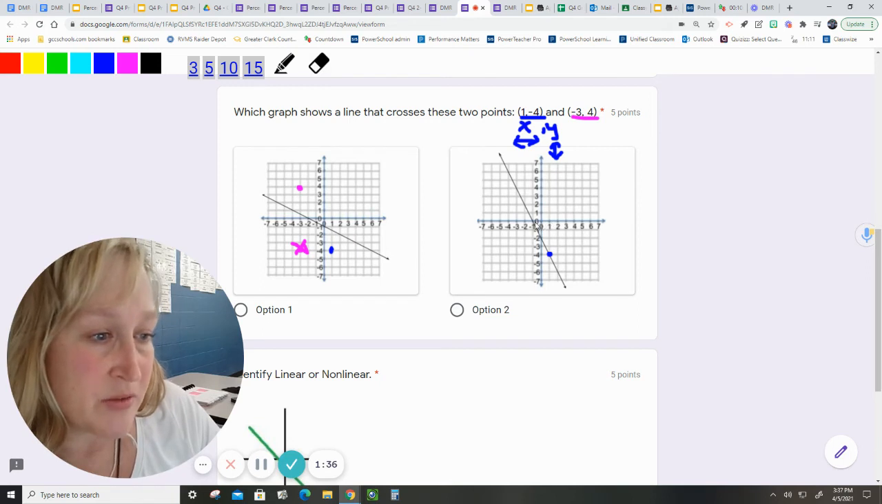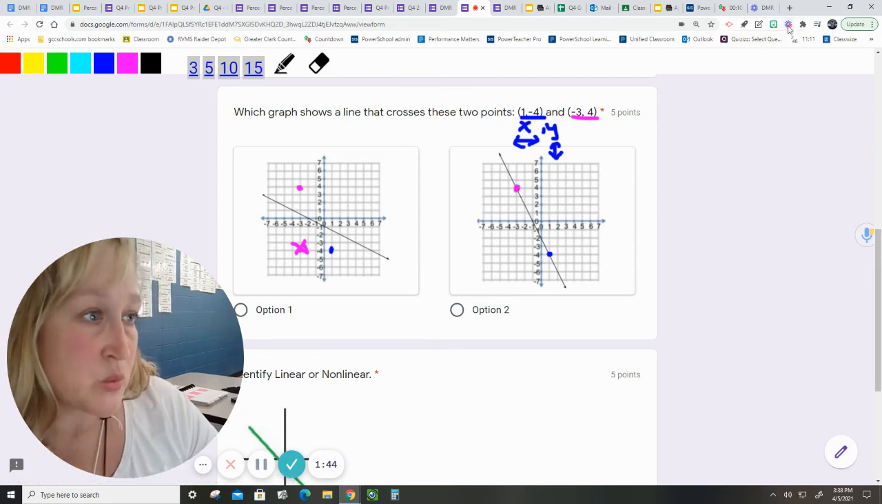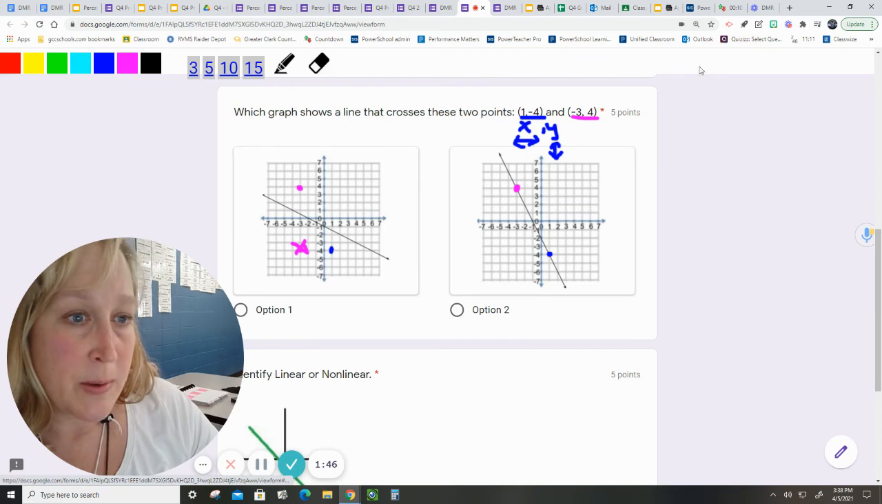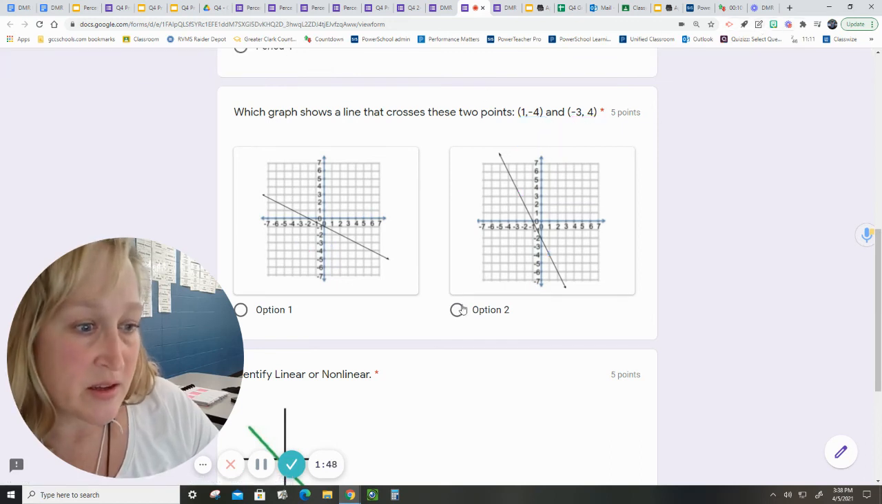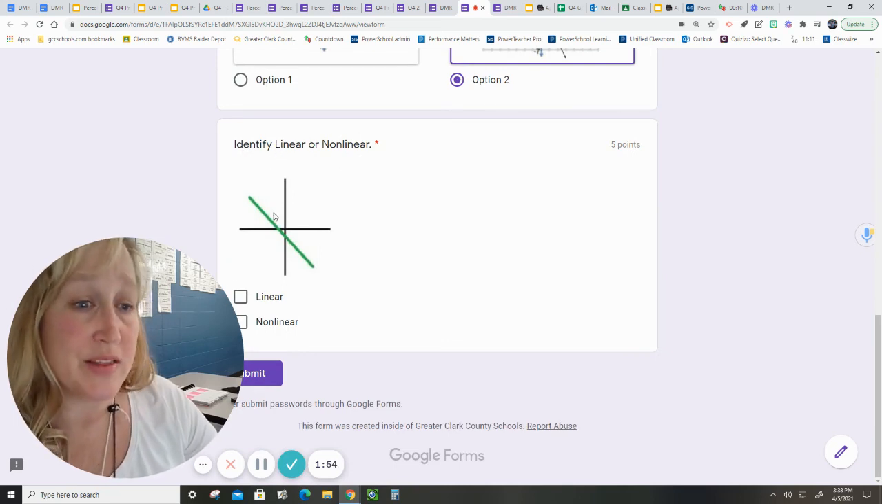And then we have -3. 1, 2, 3 backwards, and then up 4. 1, 2, 3, 4. So we can again tell which one is the correct answer because the two dots are on the line. This one is the question that's asking, is it linear or nonlinear?